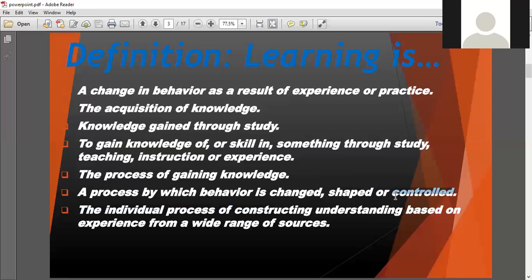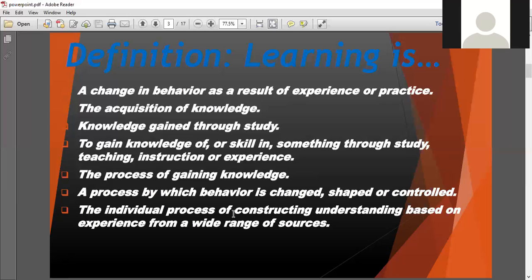So the societies or the experiences which are designed for the learners are also designed to control some of the behaviors, or control learners, by bringing about the change that the society thinks should be brought about, and by discouraging the change that society thinks should be discouraged. So they should not learn something, they should not behave in a certain way. So that is there as well. So a process by which behavior is changed, shaped, or controlled.